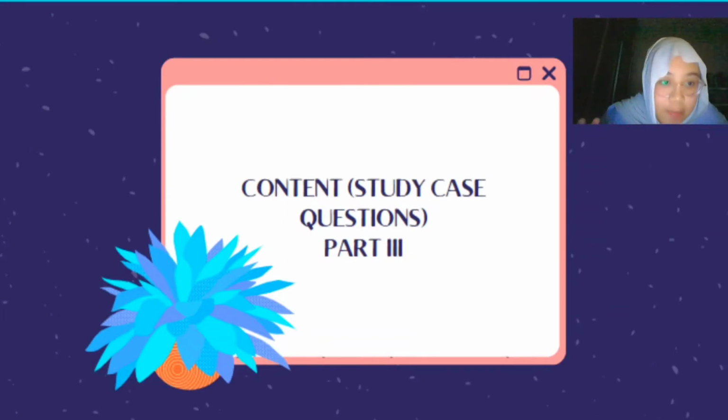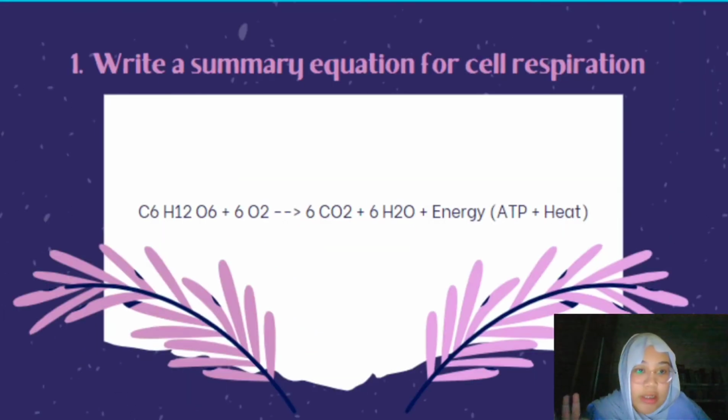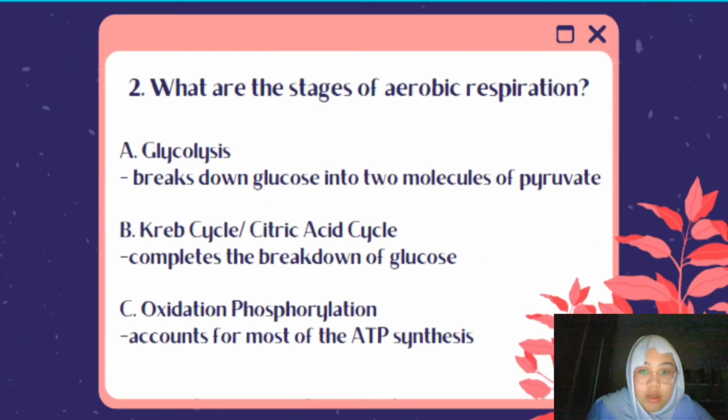The third part of the case study questions. This is the summary equation for cell respiration, as you can see. There are 3 stages. The first is glycolysis. The second one is the Krebs cycle or citric acid cycle. The third one is oxidative phosphorylation.